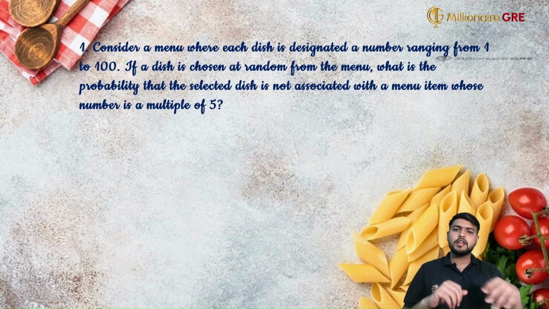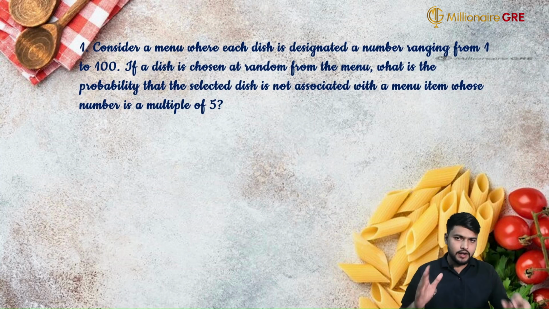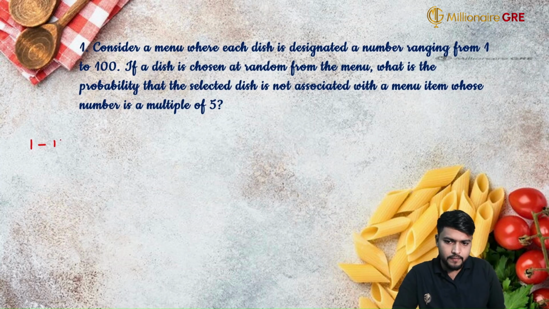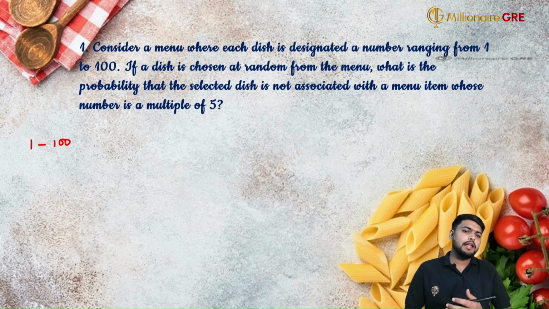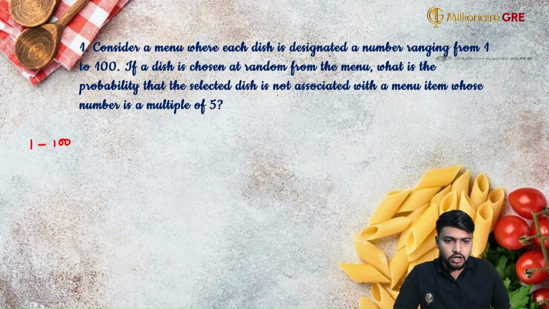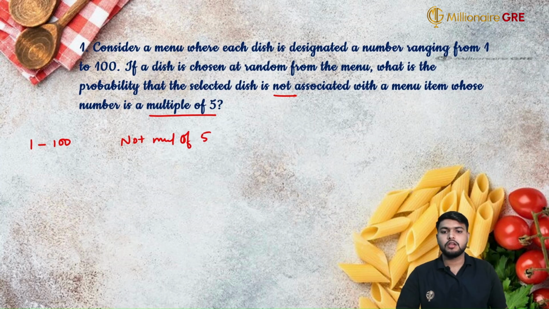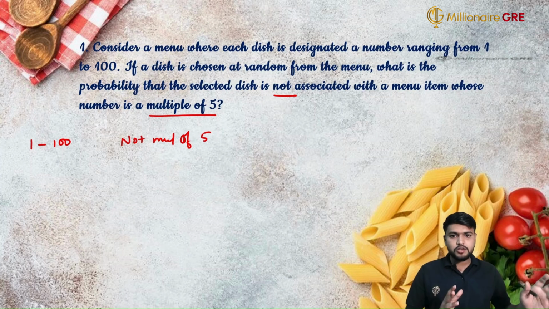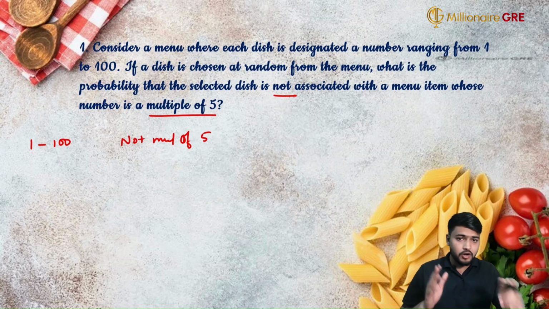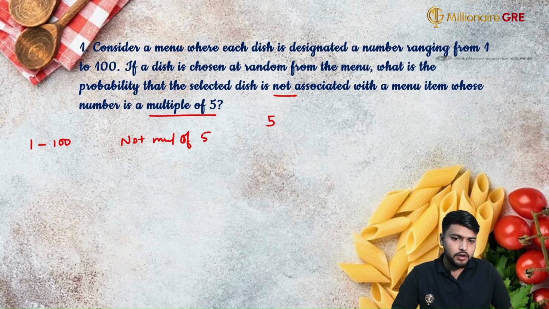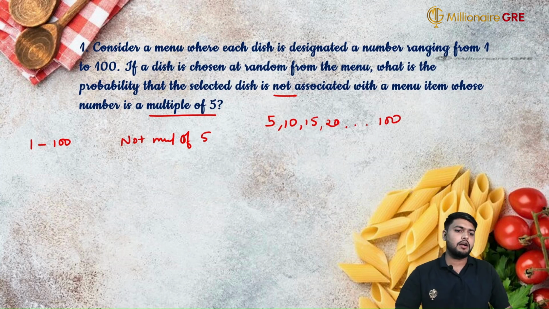Now if I were to rephrase this question, there are 100 numbers from 1 to 100. You're selecting one number. And what is the probability that that number is not a multiple of 5? Let's find all the multiples of 5 from 1 to 100. Let's find the number of multiples of 5. The first multiple of 5 is 5 itself. Then you have 10, then 15, then 20, 25. This will go on up till 100.